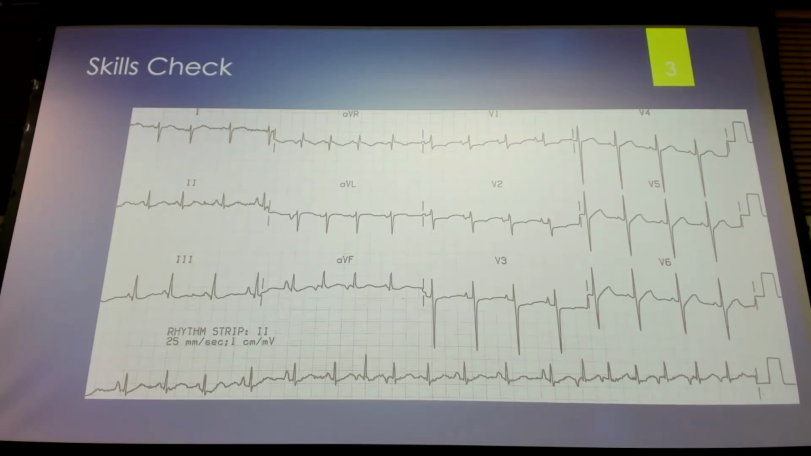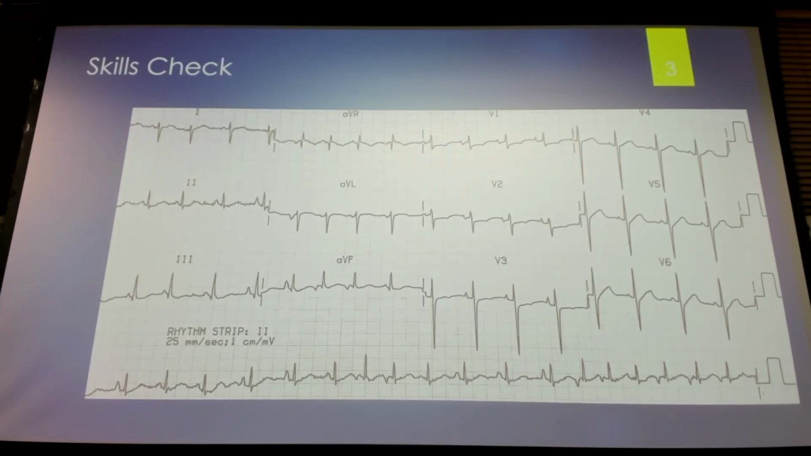So then we go through our questions: is it narrow or is it wide? It's narrow. Is it regular or irregular? There might be a couple of beats that are faster. It looks a little irregular, so we'll go with that. So irregular and narrow, what are our options? Atrial fibrillation, multifocal atrial tachycardia, a flutter with a variable block. What do you think is going on, sir?